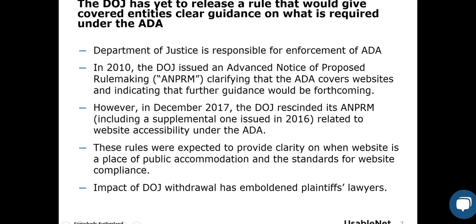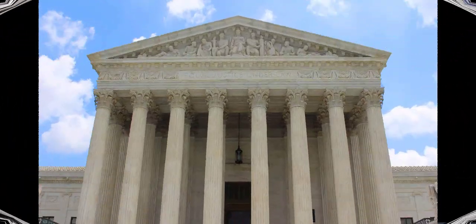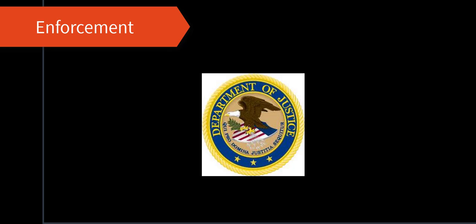The problem that we have, and I alluded to it earlier, is while we know to the inch how wide a curb cut has to be, that's because there are regulations that have been enacted that tell us those things. The question that we have to ask is, where the heck are the regulators here? DOJ is responsible for providing guidance as to what is required under the ADA. They are responsible for enforcing the ADA.